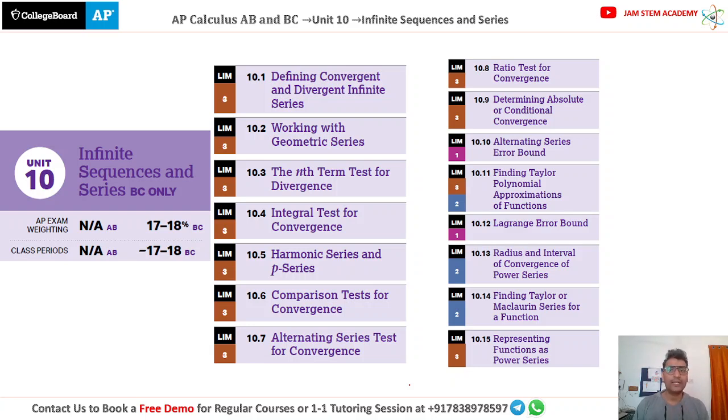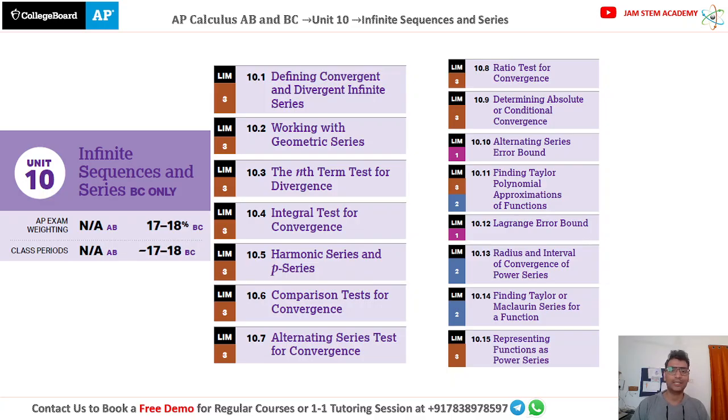Topic 10, which is infinite sequences and series, and here we will discuss what are the conditions to find or verify whether a function, sequence or series is convergent or divergent. There are various tests, and under some conditions some tests also fail, so we have to check for that as well. Okay, so we will discuss all these things.